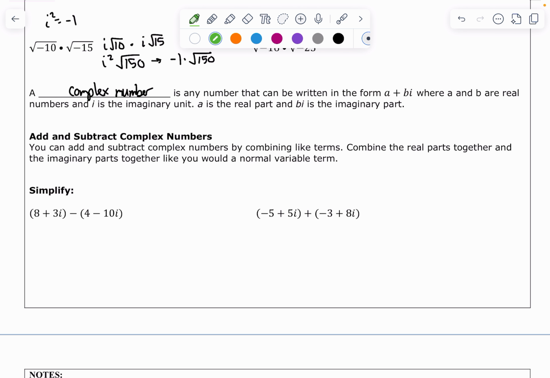Again, I'll let you look at the filled out note sheets, but we want to combine these real terms, the 8 and the 4. That becomes 8 minus 4, and then we can combine the imaginary parts, so that would be plus 3i minus -10 becomes positive 10i. So then that would give us 4 plus 13i.